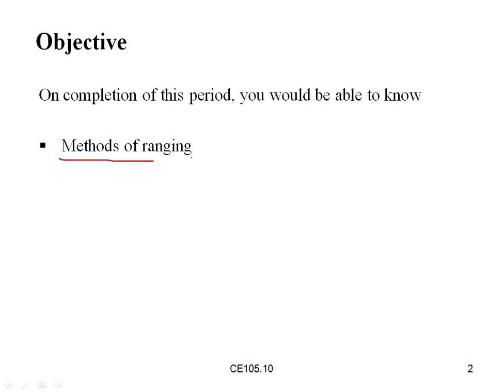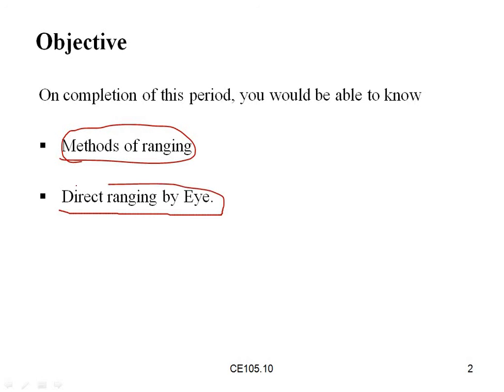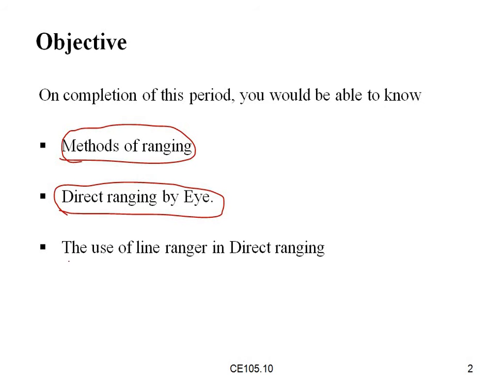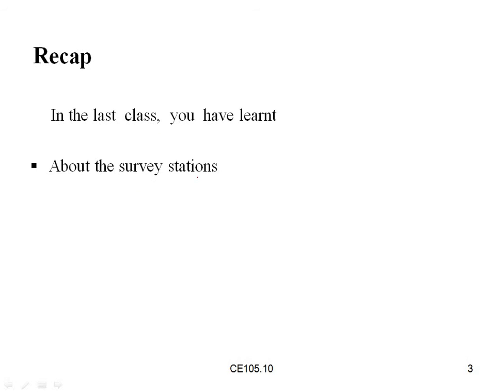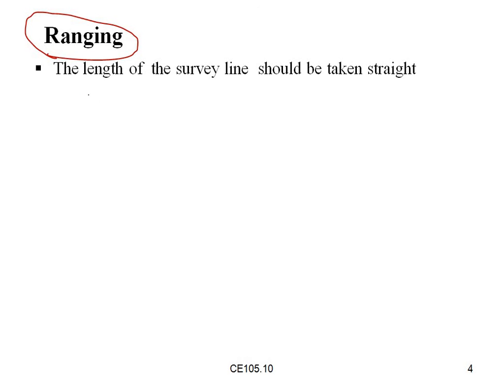Next topic is methods of ranging, and direct ranging by eye. The use of line ranger in direct ranging. These are the topics we are now going to see. So what is ranging? That is nothing but the length of the survey line should be taken straight. You are having the practical also regarding the ranging.